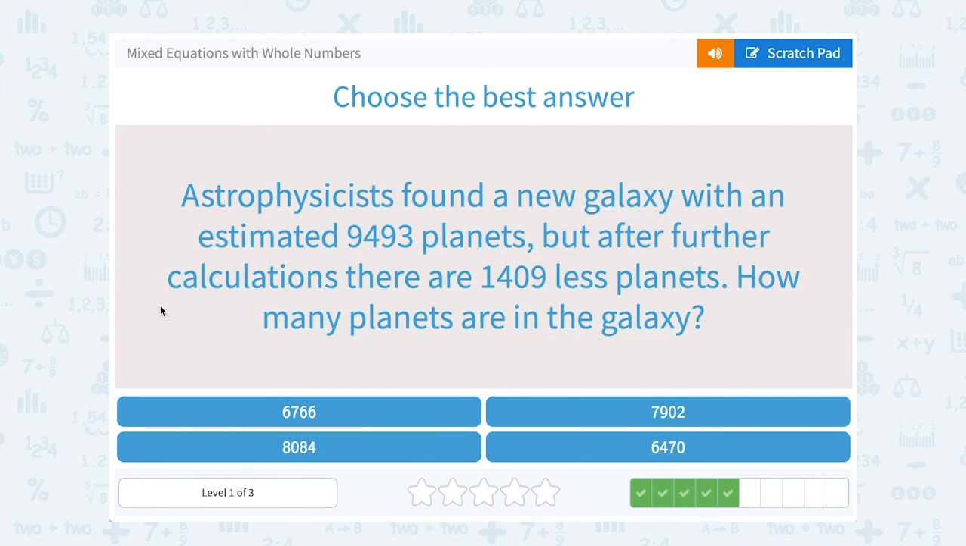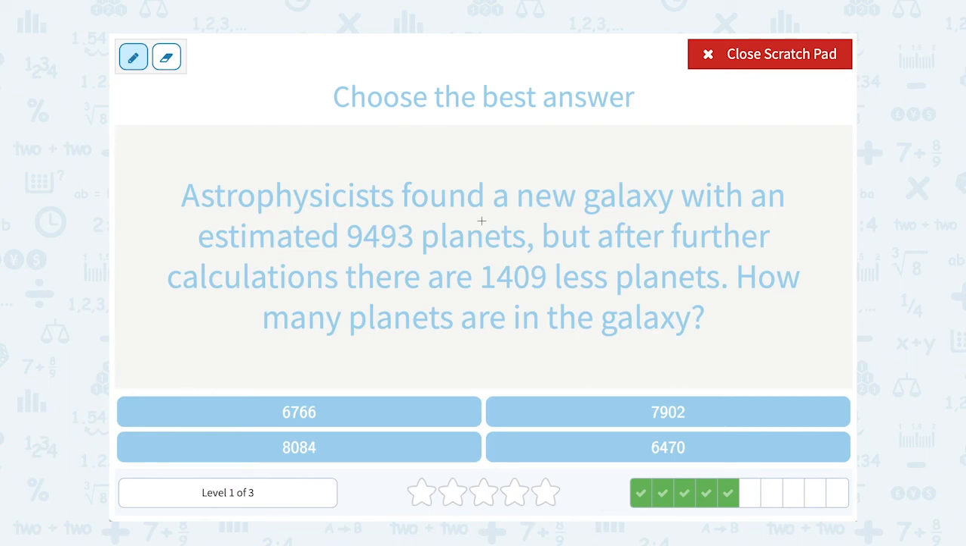Astrophysicists found a new galaxy with an estimated 9,493 planets, but after further calculations, there are 1,409 fewer planets. How many planets are in the galaxy? All right, well, if they started out with a calculation of 9,493, but it turns out there's 1,409 fewer, we would need to subtract that number to figure out how many planets there actually are. So 9,493 minus 1,409.